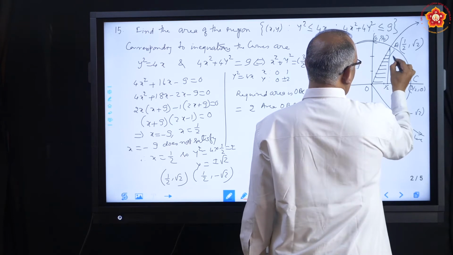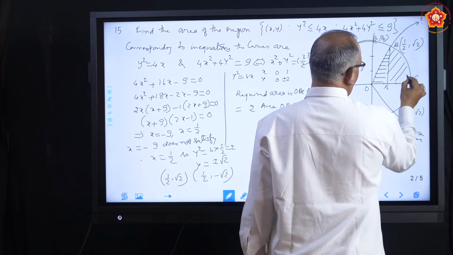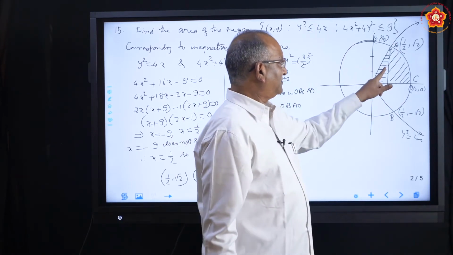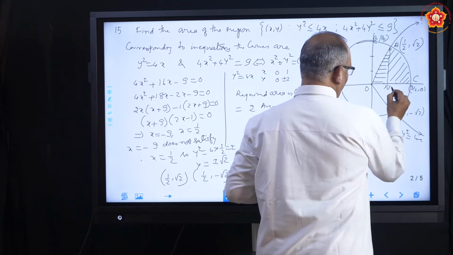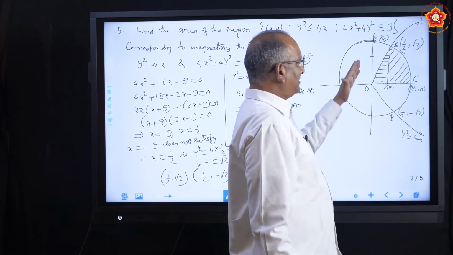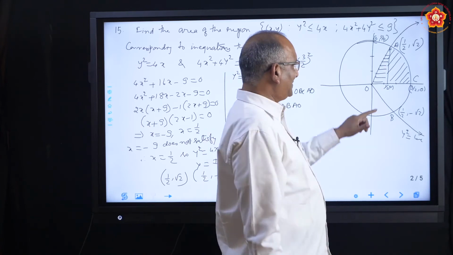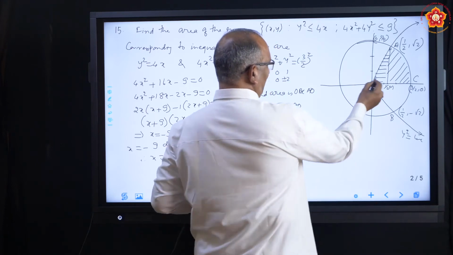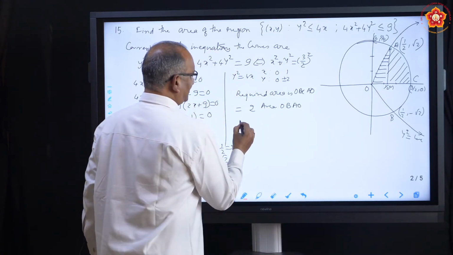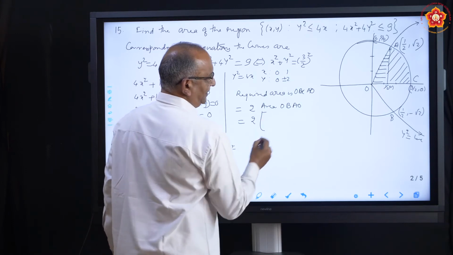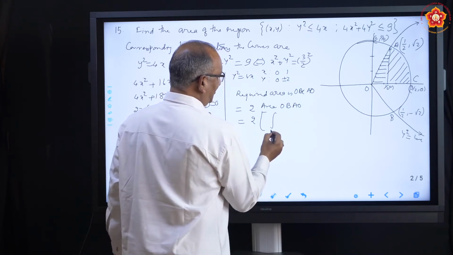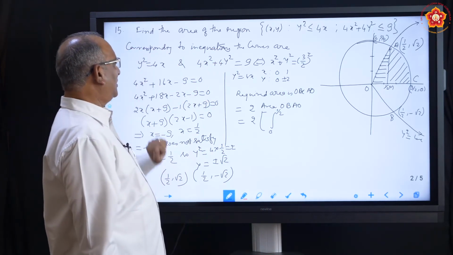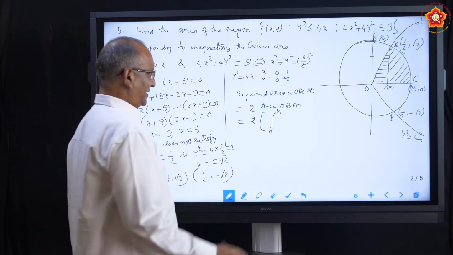This is one part, this is another part. This particular part, let us say this point we call it M, OMA is part of parabola, whereas MCA is part of circle. So this point is half. So we can say 2 outside, integrate between 0 and half, equation of parabola. What is the equation of parabola? y square equal to 4x. So what is y? It is 2 root x.